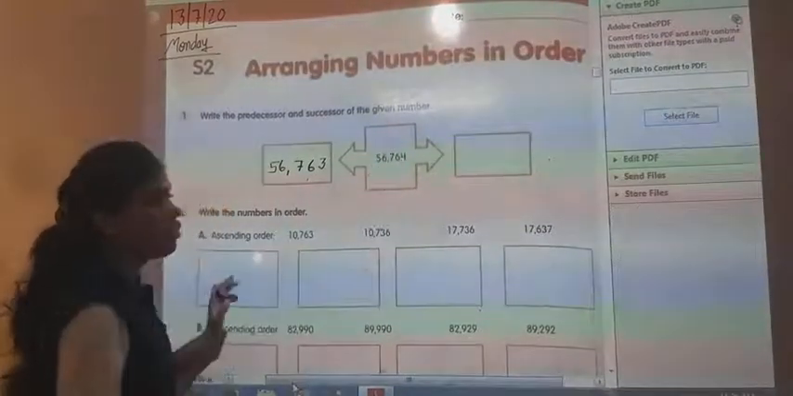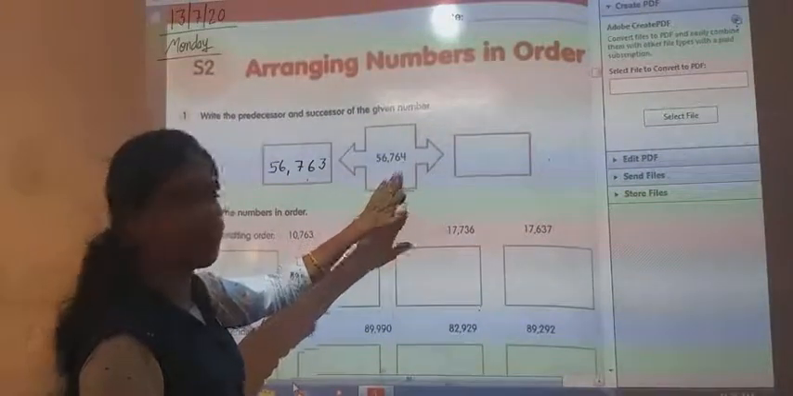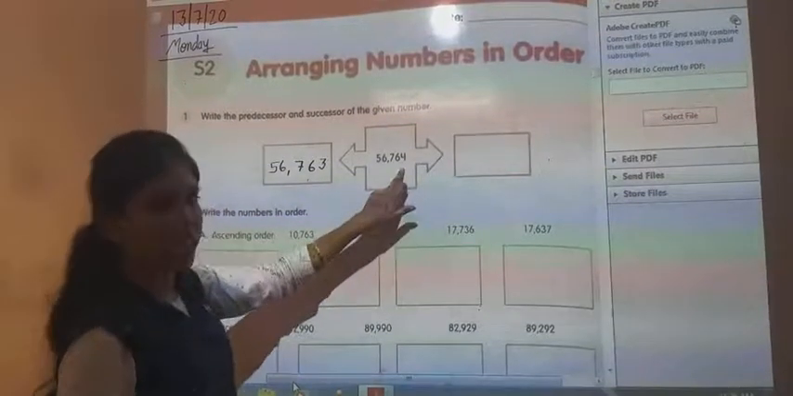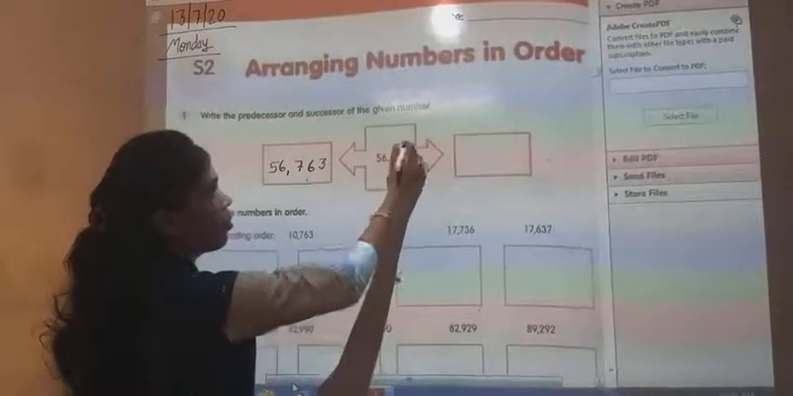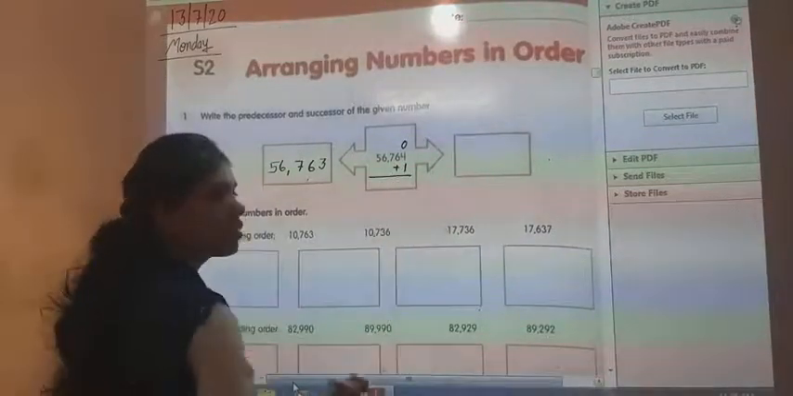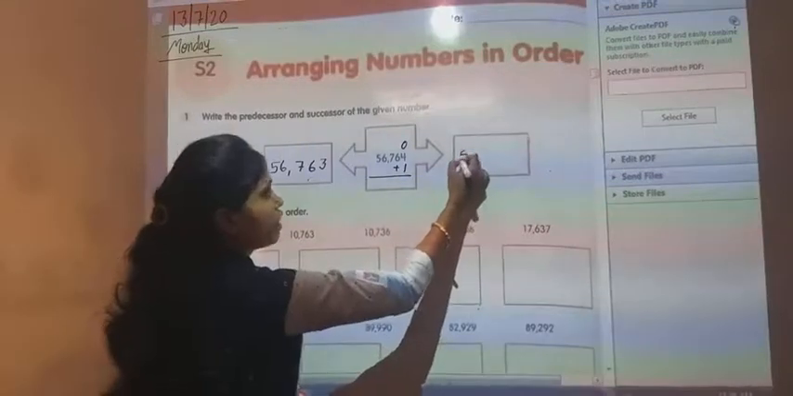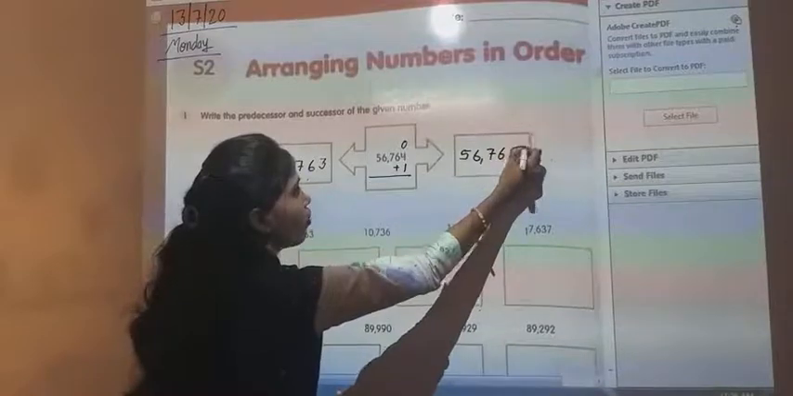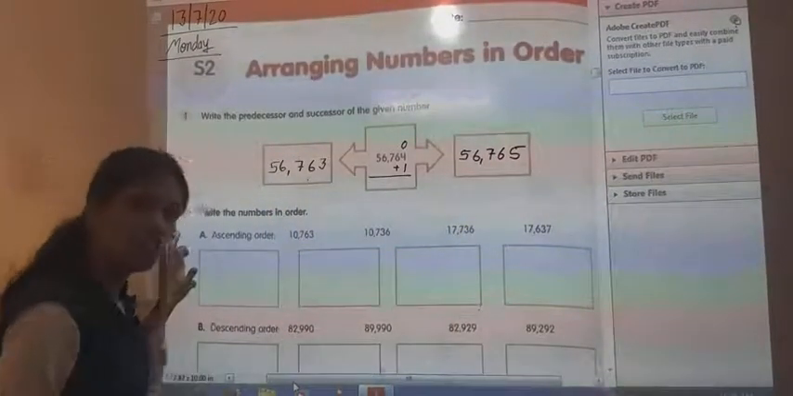Okay. Next we have to solve the successor of this number. Successor means we will add 1. Now we have 4 at the ones place and we will add 1 in this number. What will come? Yes, right. 56,765. Okay, students.